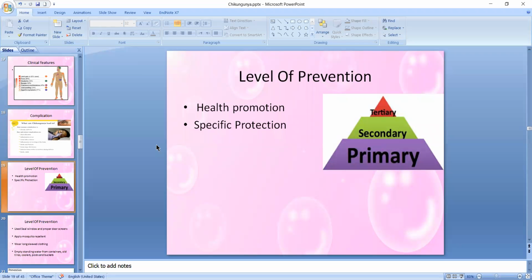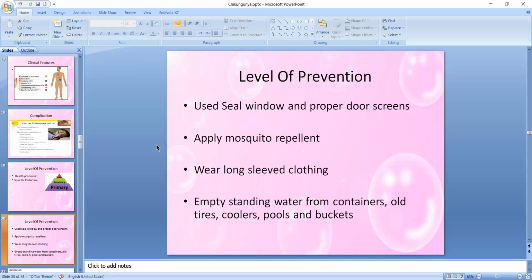Levels of prevention. In the primary level of prevention, we discuss two things: health promotion and specific protection. How we protect ourselves from this disease: use sealed windows and proper door screens, apply mosquito repellent, wear long-sleeve clothing, and empty standing water from containers, old tires, coolers, pools, and buckets.